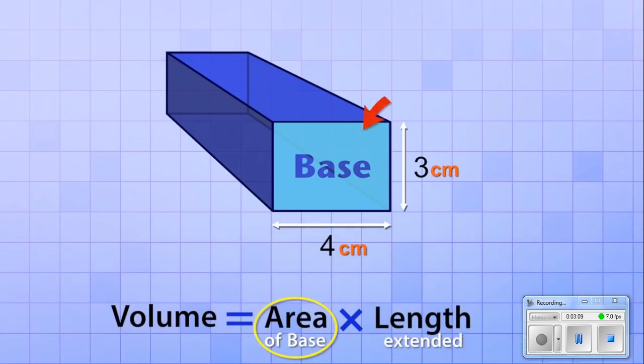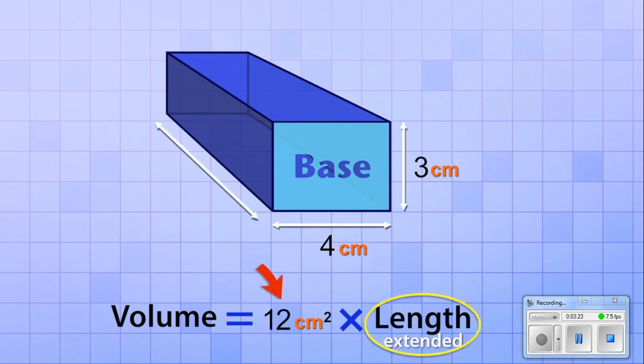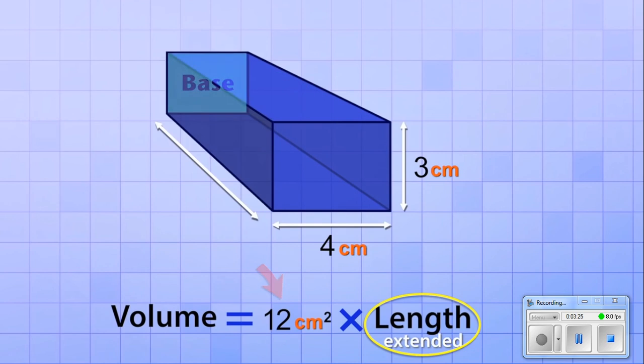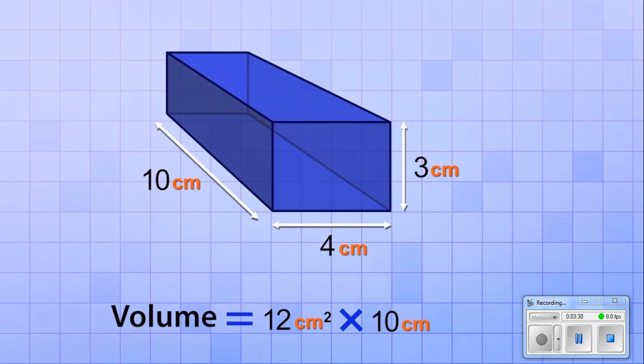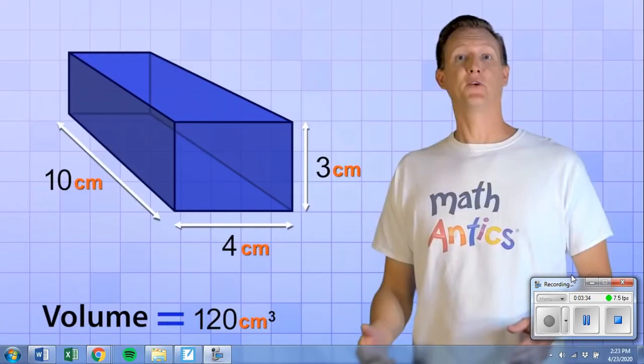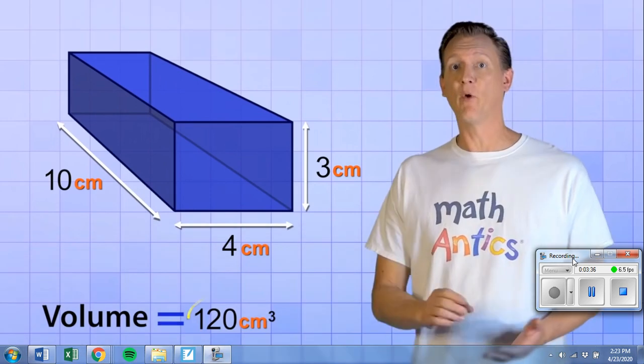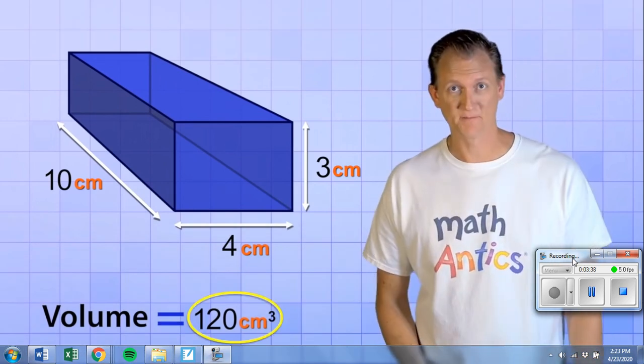To find the area of that base, we need to remember how to calculate the area of a rectangle. To do that, we just multiply the two side dimensions together. 4 centimeters times 3 centimeters gives us 12 centimeters squared as the area. Now, to find the volume, we just need to multiply that area by the length that the base was extended. Our diagram tells us that distance is 10 centimeters. So if we multiply 12 centimeters squared by 10 centimeters, we get 120 centimeters cubed. So this rectangular prism has a volume of 120 cubic centimeters.